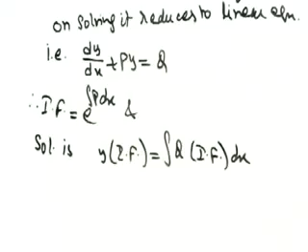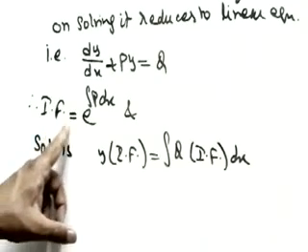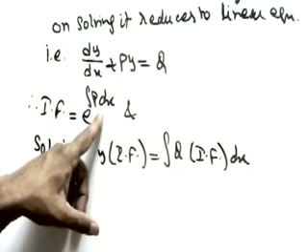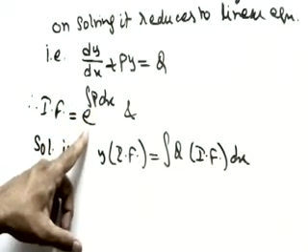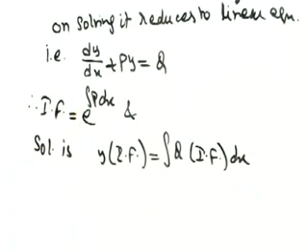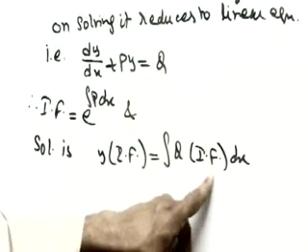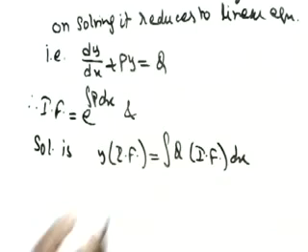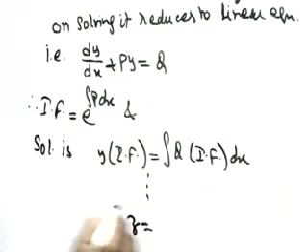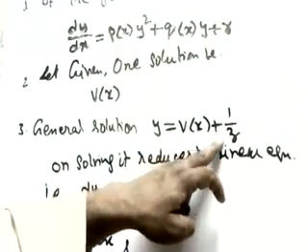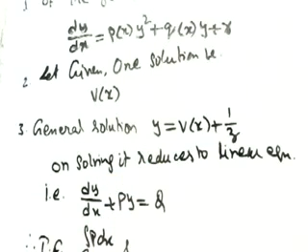When it is reduced into a linear differential equation, we'll have two steps. The first step is the integral factor equals e to the power of integration p dx. And the solution will be y into integral factor equals integration of q into integral factor dx. If we solve this, inshallah, we'll get the value of z. Lastly, we have to substitute the value of z in here to get the complete solution.